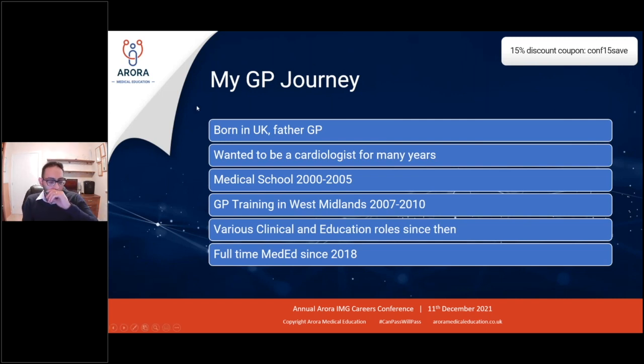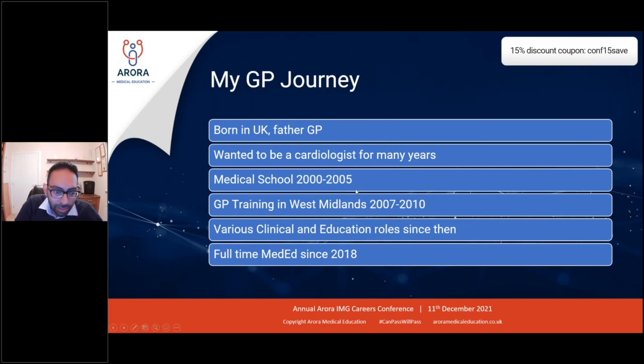My father was a GP, so I kind of saw general practice from day one, and it was the only thing that I knew. I thought doctor was general GP. I didn't really know much else when I was younger. And then when I went to medical school, I started thinking about cardiology. So my aim was to be a cardiologist for a number of years, actually.